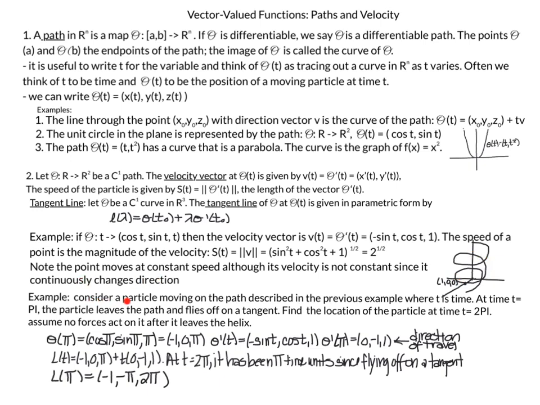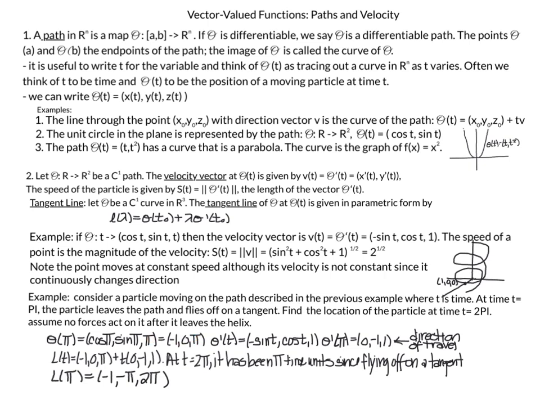Our last example was to consider a particle moving on this path here, this helix, and at time t equals pi, the particle leaves the path and flies off on a tangent. Find the location of the particle at time t equals 2 pi. So first we wanted to define the line at time t equals pi. We need a position and a direction. The position is sigma of pi, which is cosine pi, sine pi, pi, which is negative 1, 0, pi.